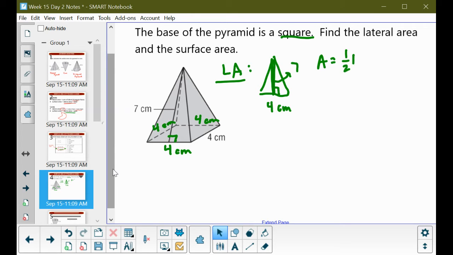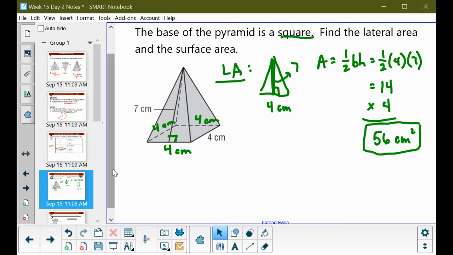So if I want to find the area of one of those triangles, I do 1/2 times base times height, which is 1/2 times 4 times 7. If I type these in my calculator, I get the area of one of those triangles to be 14. Remember that we have 4 of them, so we have to do 14 times 4, which gives us an area of 56 centimeters squared for those 4 triangles, which again is the lateral area.